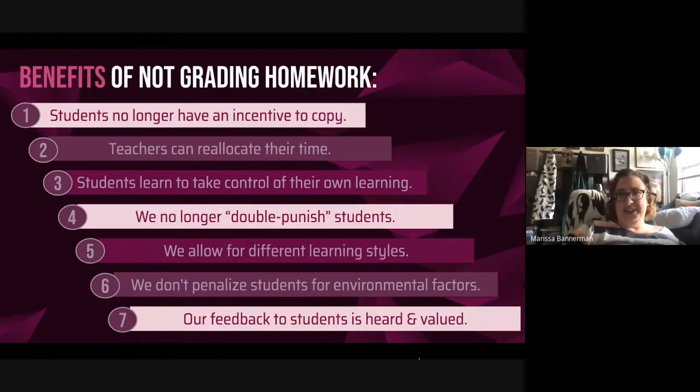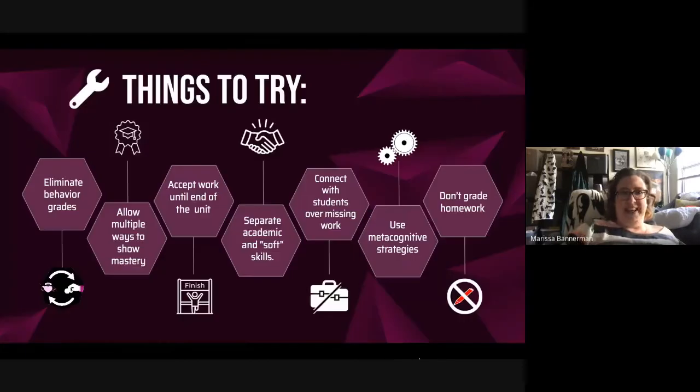You know, kids look at their grades and then toss the assignment in the trash. But what if there were no grade? There was only feedback. What would that look like? How amazing would that be?